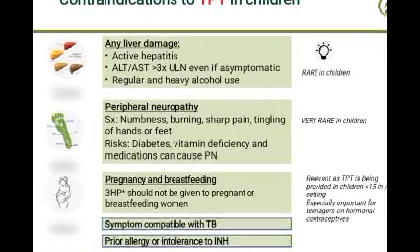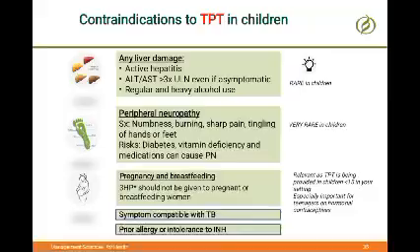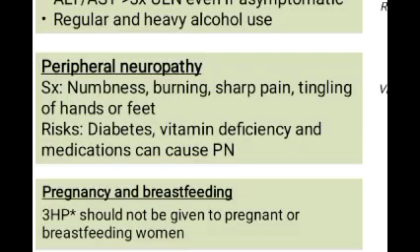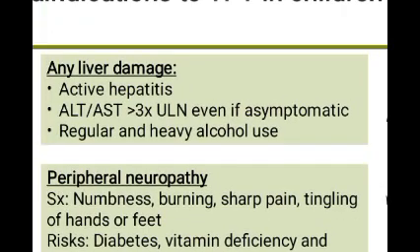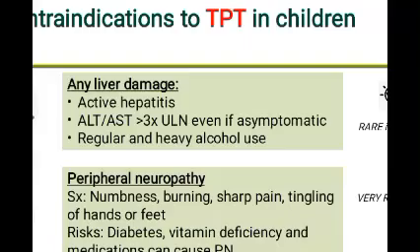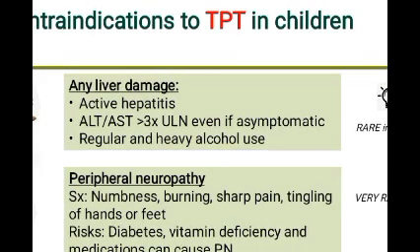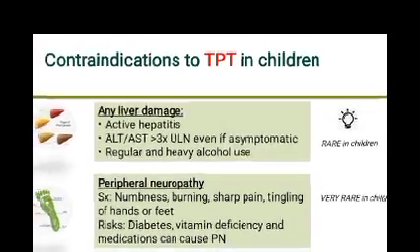Contraindications to TPT in children: any liver damage, active hepatitis, ALT or AST greater than 3x ULN, even if asymptomatic; regular and heavy alcohol use; peripheral neuropathy, with symptoms of numbness, burning, sharp pain, tingling of hands or feet. Risks include diabetes, vitamin deficiency, and medications that can cause PN.